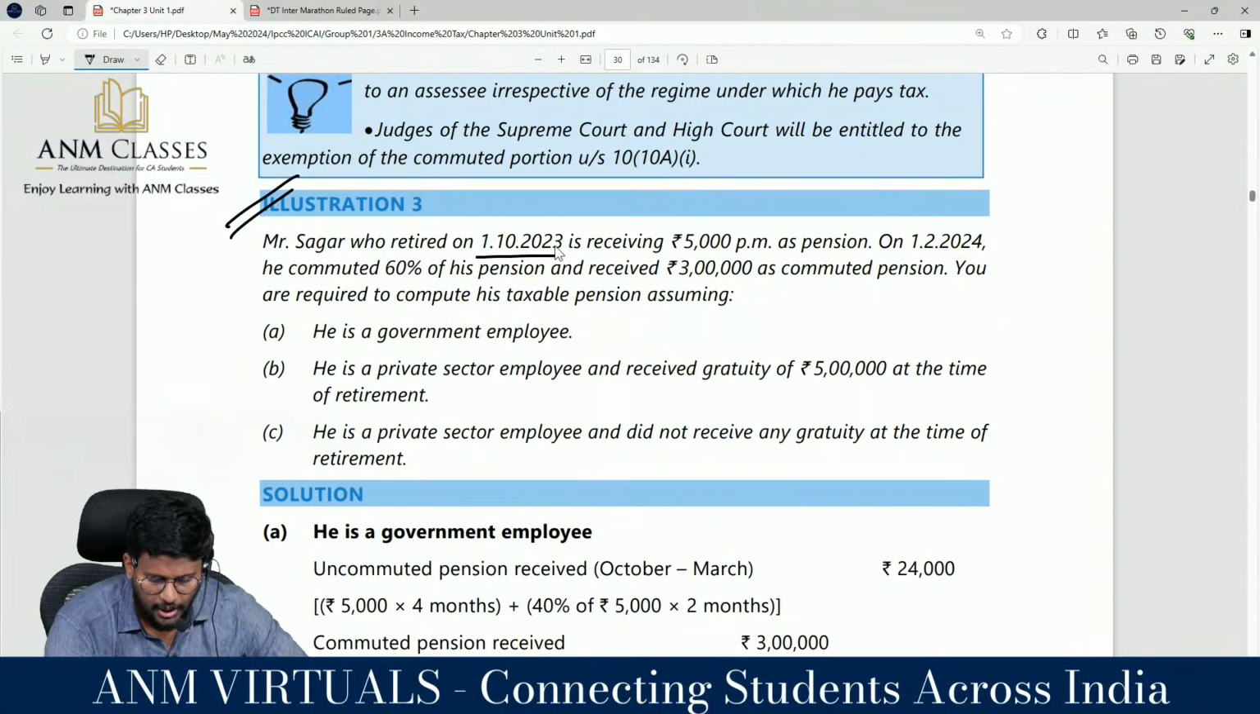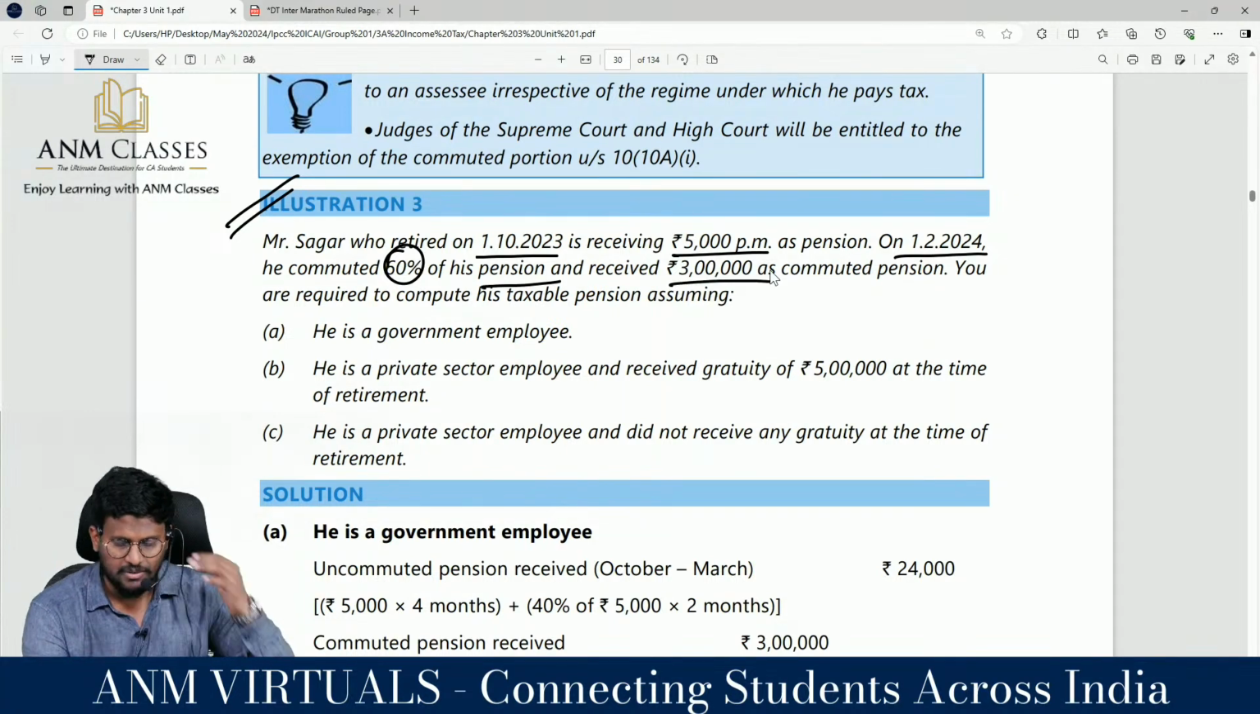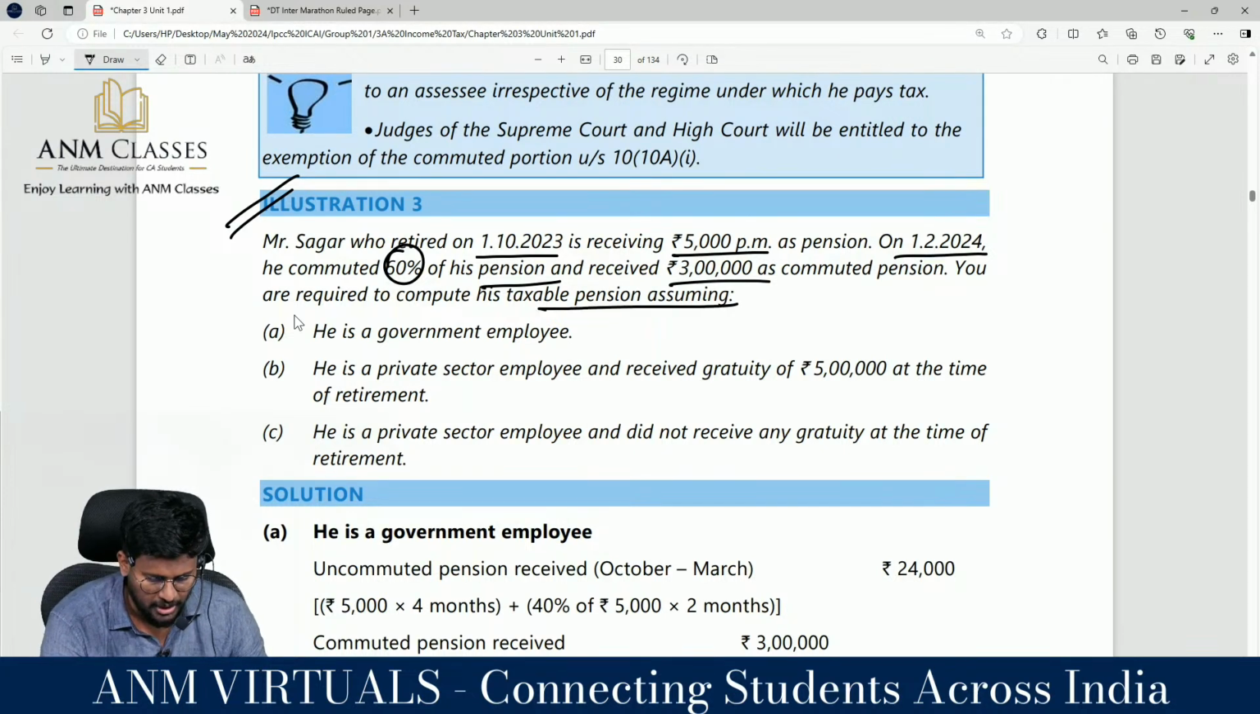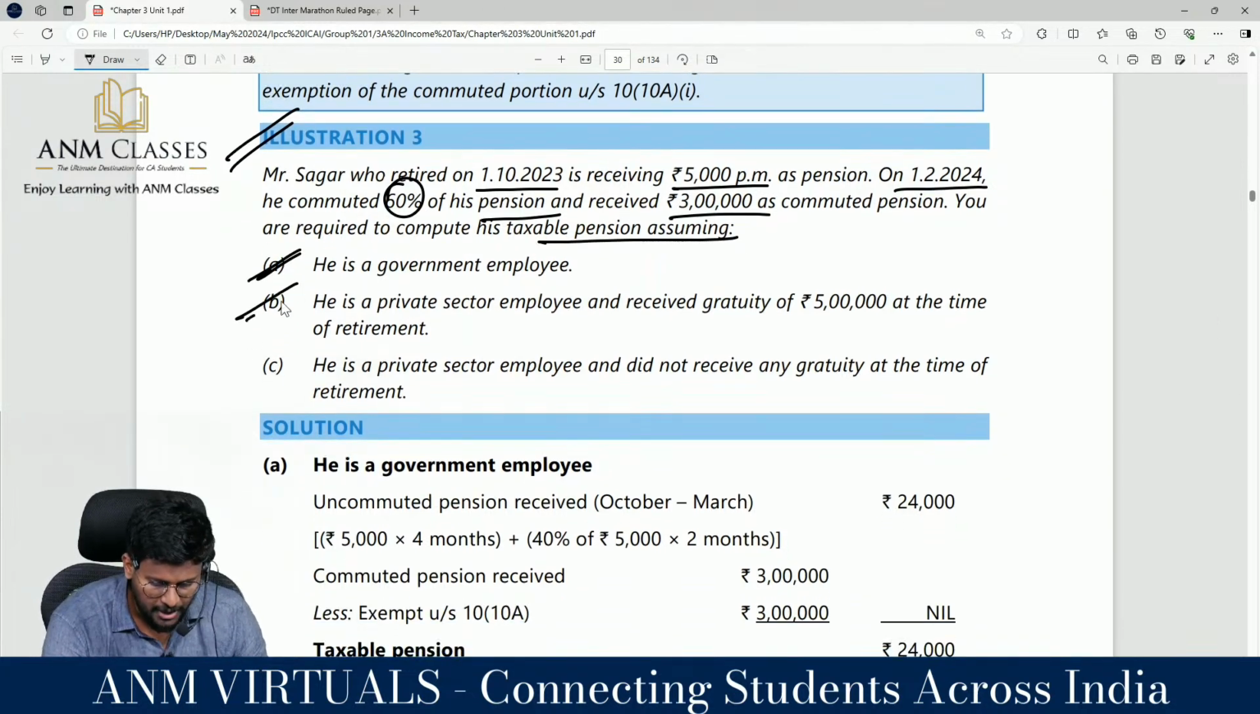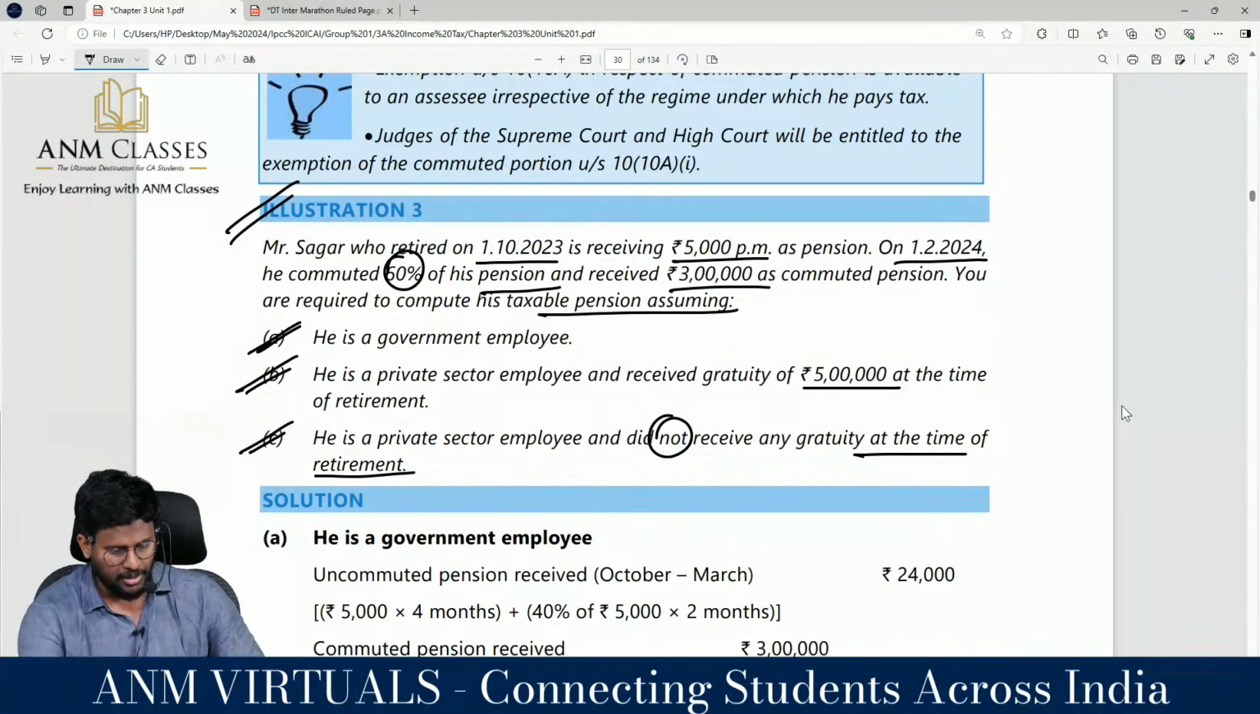Mr. Sagar, who retired on 1/10/2023, is receiving a certain amount per month as pension. On 1/2/2024, he commuted some percent of his pension and received 3 lakh. You are required to compute his taxable pension, assuming he is a private sector employee who did not receive any gratuity at the time of retirement. Okay, sir. When did he retire?